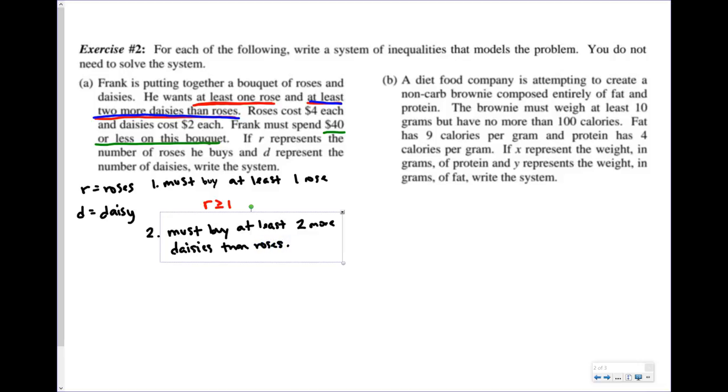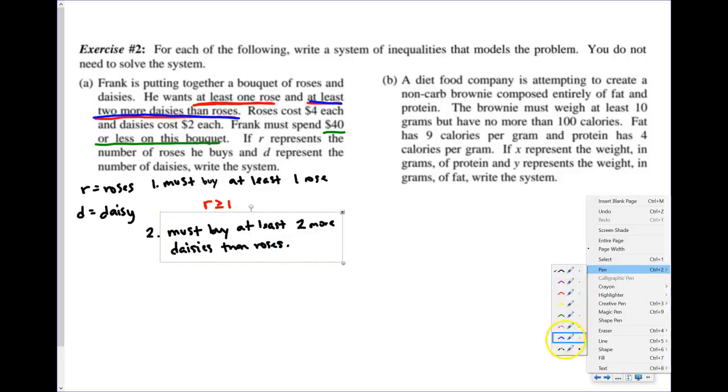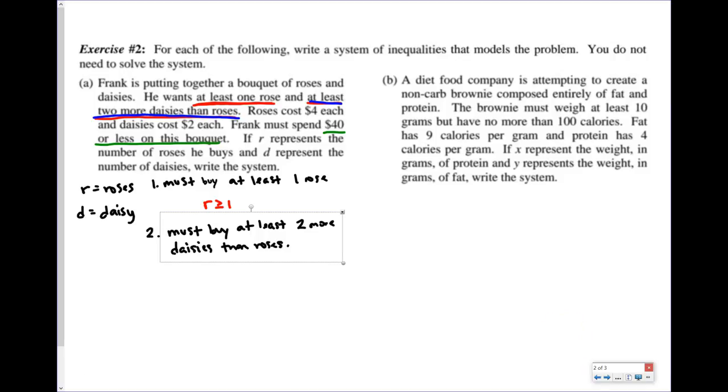Okay, so how do we write that equation? Well, if he has to have 2 more daisies than roses, that means your daisies have to be greater than or equal to R plus 2. However many roses you buy, plus 2 has to be your daisies, because he wants 2 more daisies than roses.